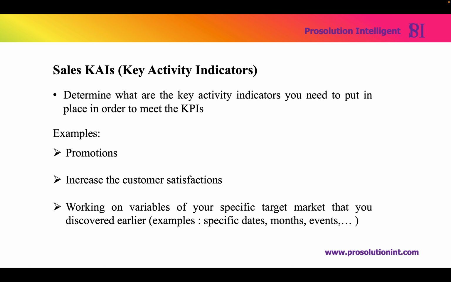The next thing would be the sales activities. You have the KPIs, you know how you are going to measure your business goals for sales, and now you have to show what kind of activities you want to put in place in order to meet those expectations. Examples would be promotions. The other one would be increasing customer satisfaction.